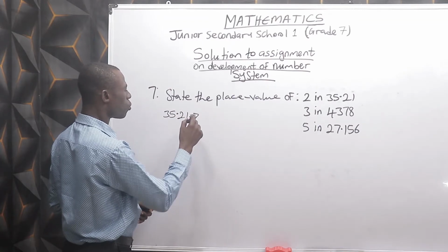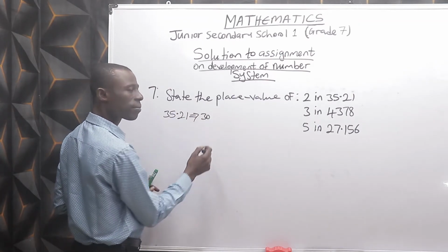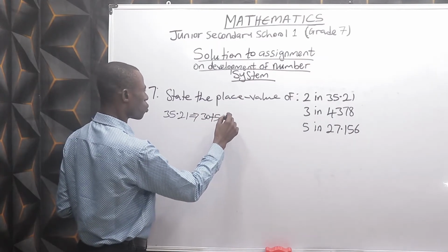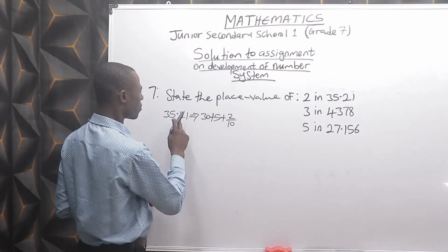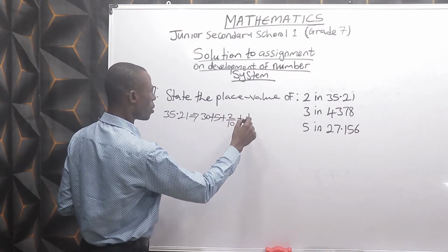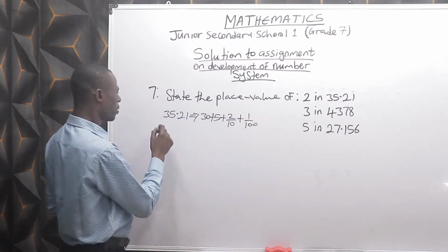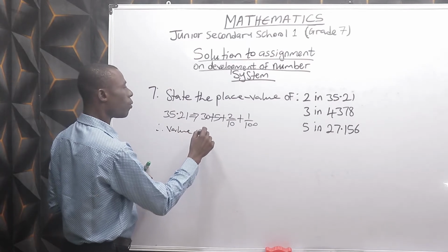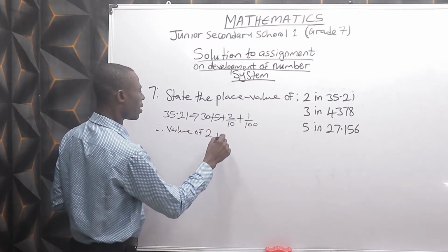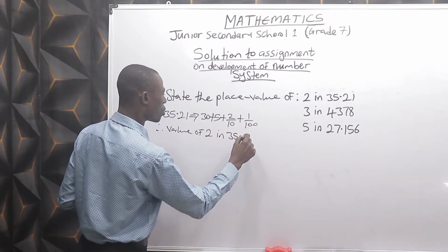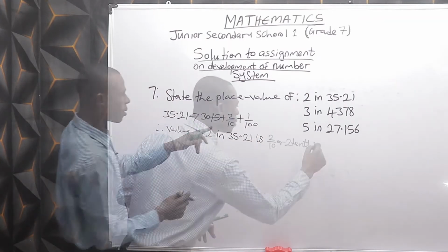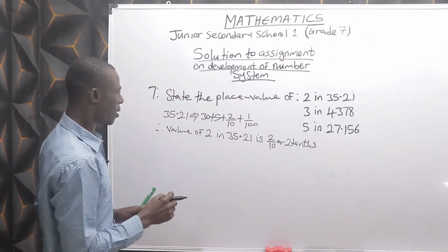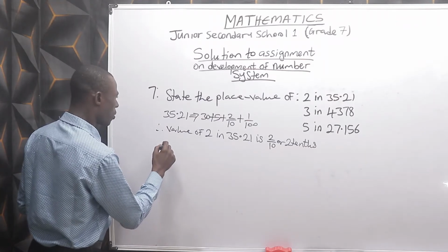35.21 could be written as 30 plus 5 plus 2 over 10 plus 1 over 100. Therefore, the value of 2 in 35.21 is 2 over 10, or 2/10.